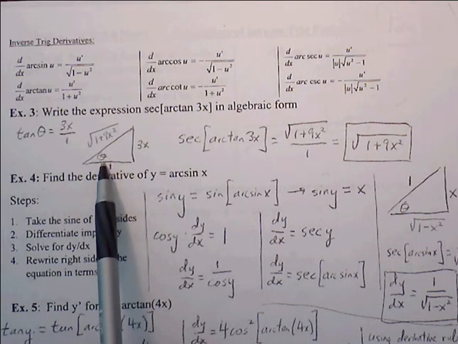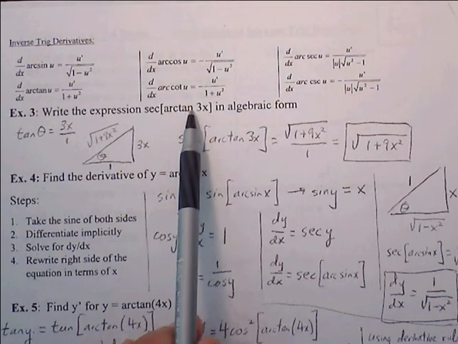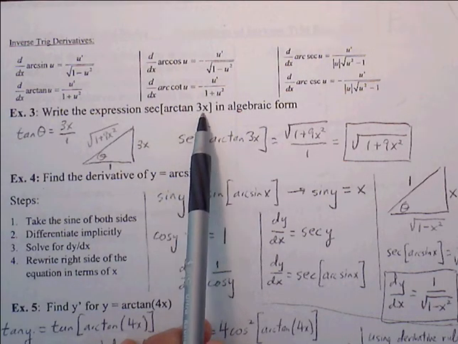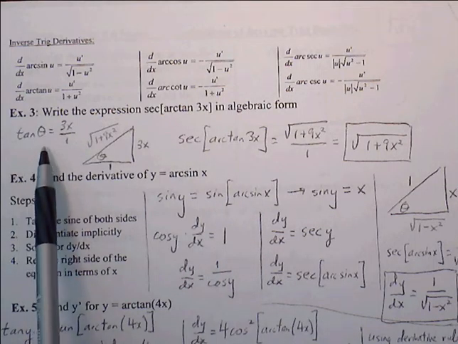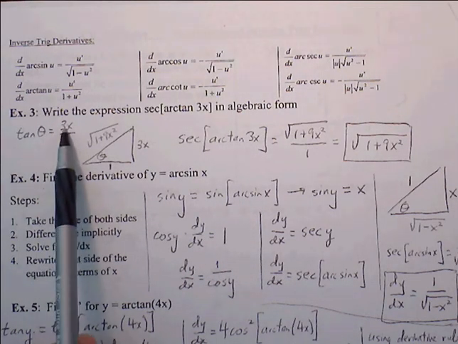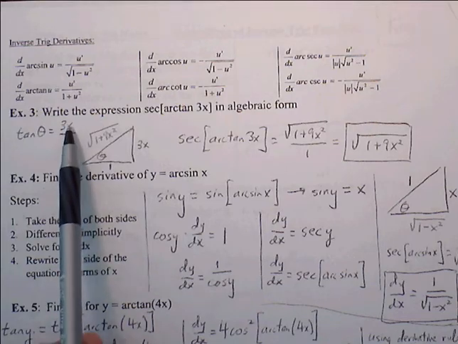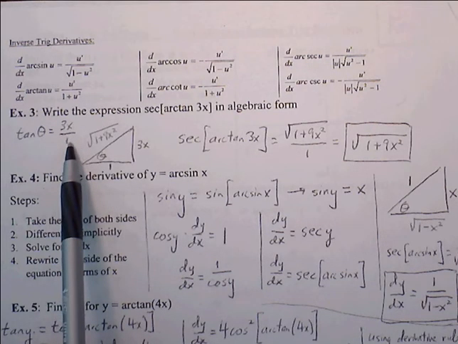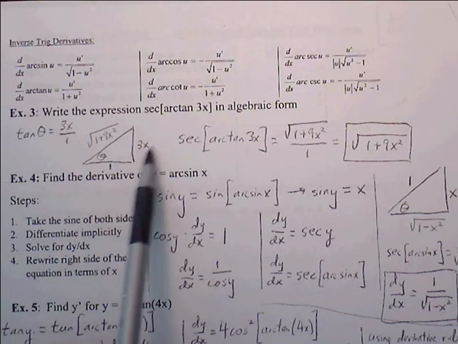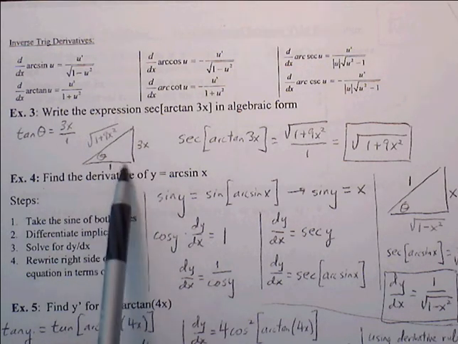I'm going to assign that angle to be theta. Arctangent of 3x, another way of thinking about this is: tangent of what angle is equal to 3x? So tangent of theta is equal to 3x, and 3x is the same thing as 3x over 1. We know the ratio for tangent is opposite over adjacent, so I'll let the opposite be 3x and the adjacent be 1.